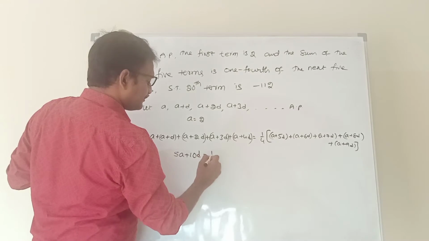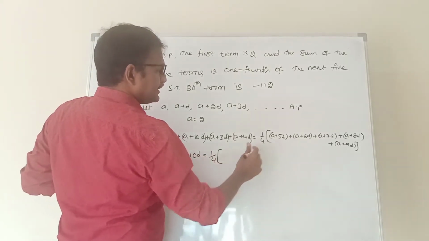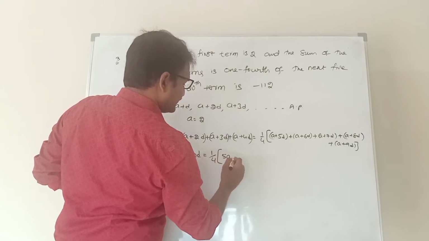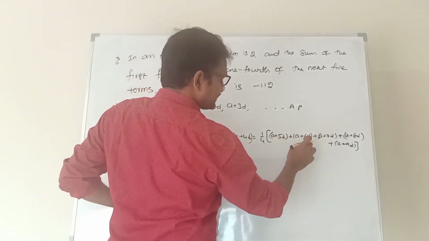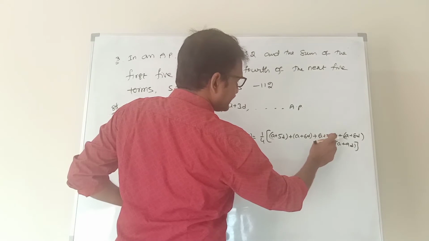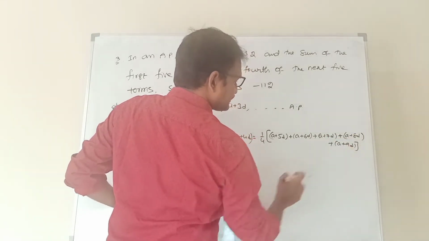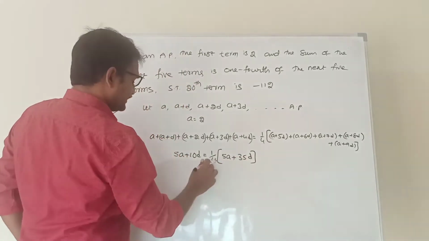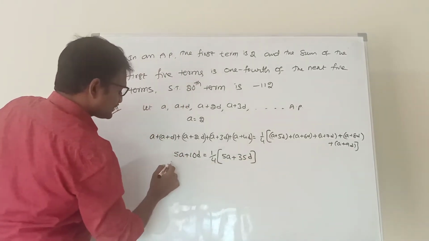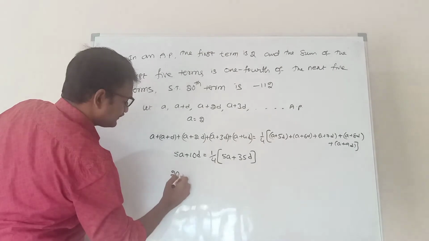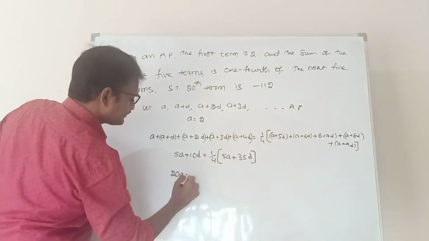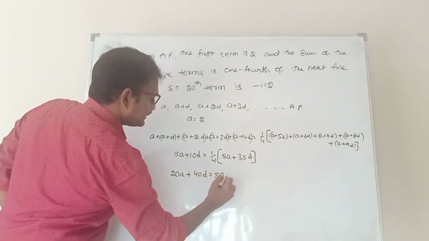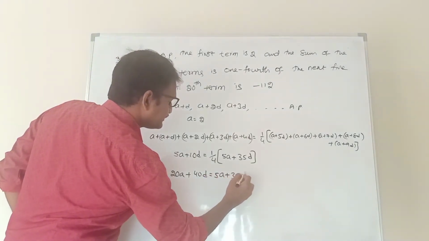So 10d is equal to 1/4 of the right side, where a plus a plus a plus a plus a, total 5 a's are there, plus 5d plus 6d is 11d, 11 plus 7 is 18, 18 plus 8 is 26, 26 plus 9 is 35d. By cross multiplying, 20a, 4 5s are 20a, plus 4 10s are 40d, is equal to 5a plus 35d.